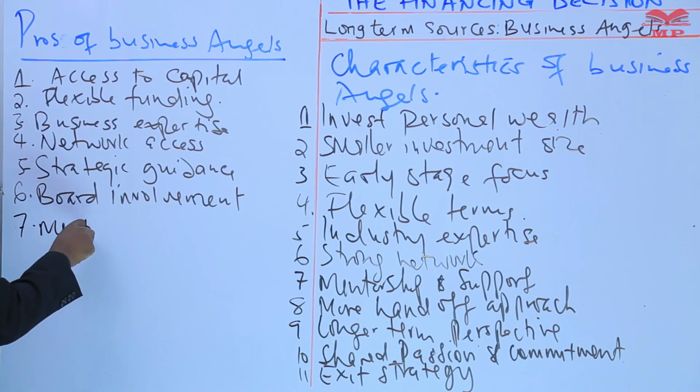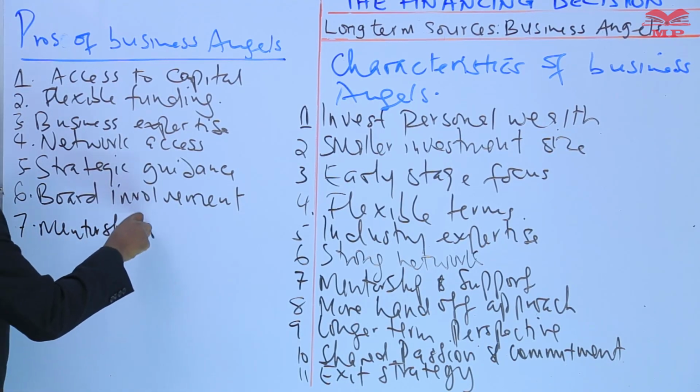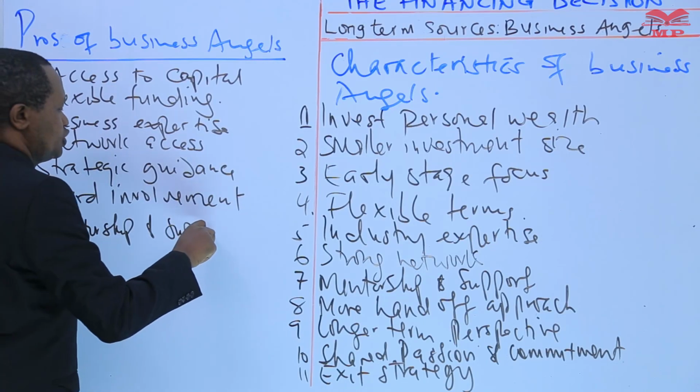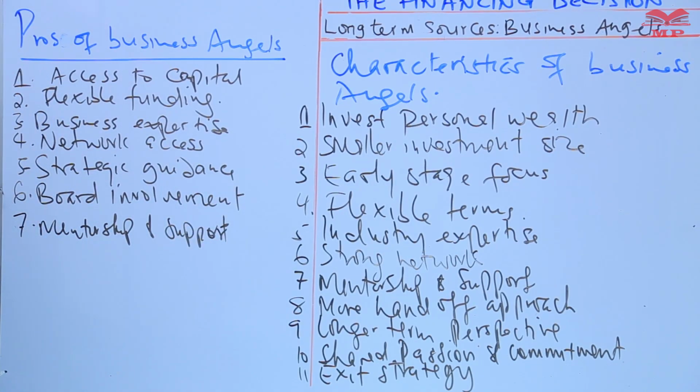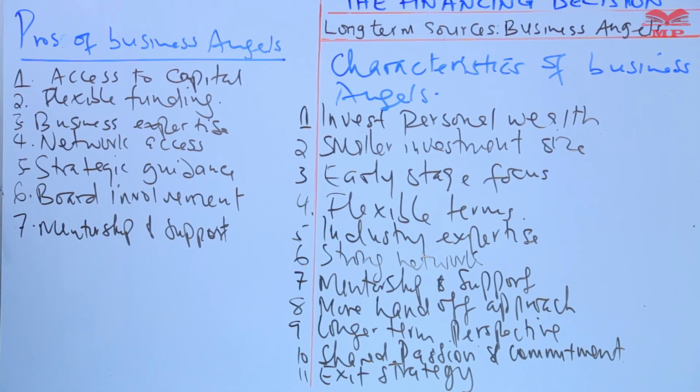Number 7, mentorship and support. Business angels offer personalized guidance and support, addressing specific challenges that the founders may have.